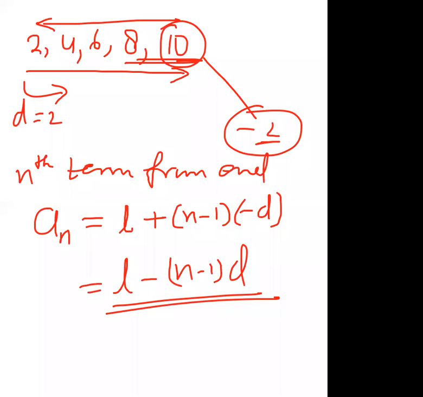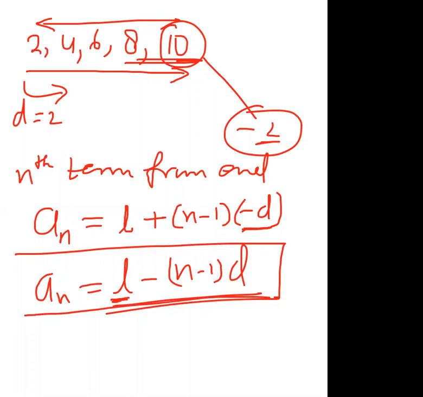Otherwise, in class 10th also you have done it, but see once more. If we need to calculate the nth term from the end, in that case the first term will be the last term and d will be negative. So this will be the formula for the nth term from the end. One last formula.